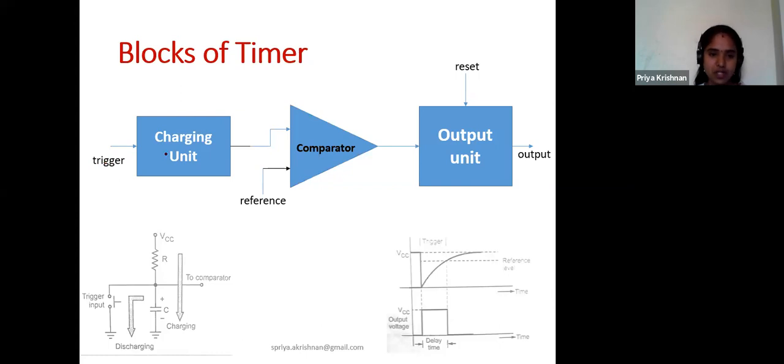So if I trigger, this trigger is applied to the comparator, and it will do certain operations, then pass to the next unit, and finally we will get the output. Yes, got it?